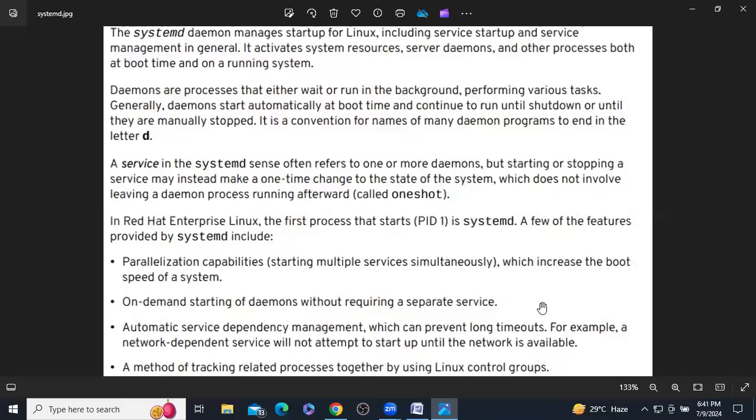Next, automatic service dependencies management, which can prevent log timeouts. For example, we have many services in our operating system, right? We have one service called network service. The NIC card in our laptop or desktop, what kind of services is it going to provide? Network services. So we connect the RJ45 connector, that is the internet cable, into our NIC card. Then only the network service will be active. Otherwise, it won't be active.